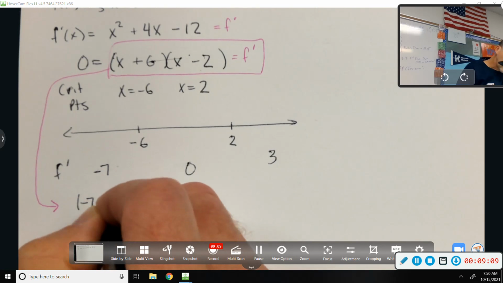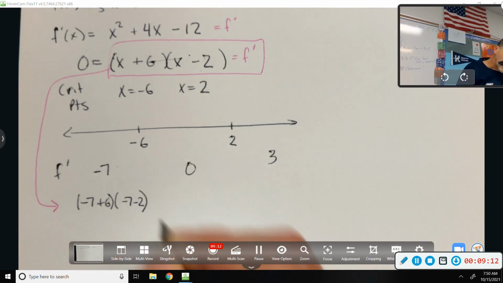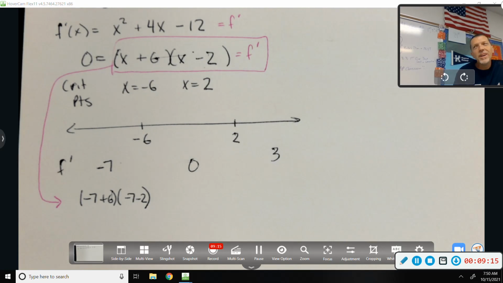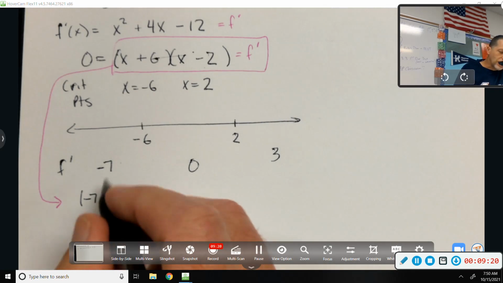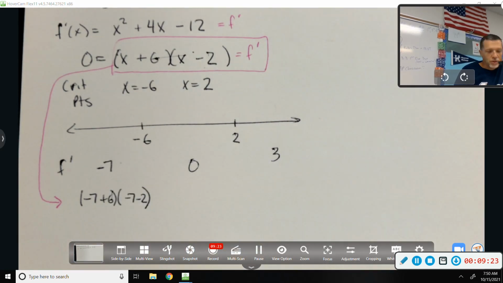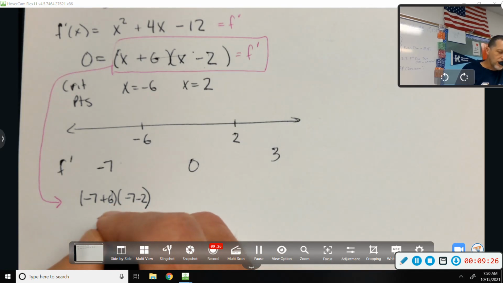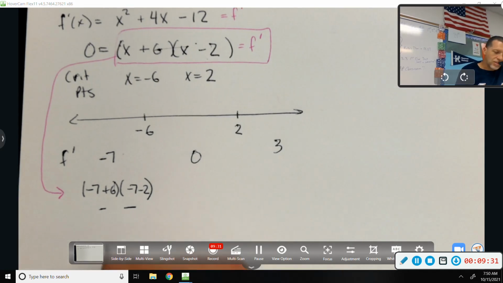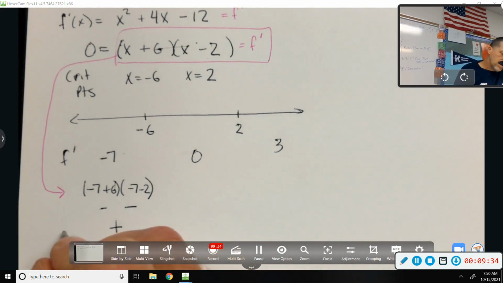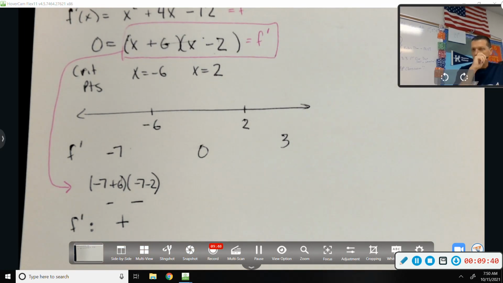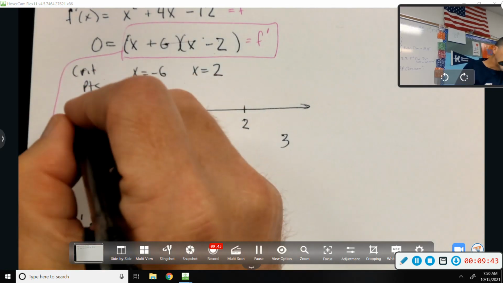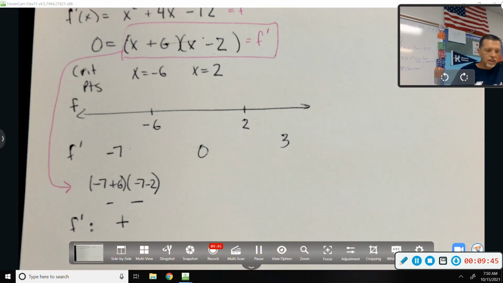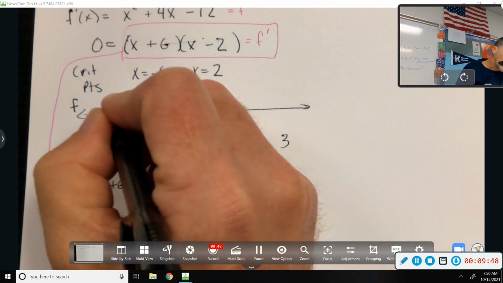So negative 7 plus 6 times negative 7 minus 2. All I really care about is positives and negatives, so I'm not super concerned with getting the value right. So we get a little lazy, or efficient would be a better way to say it. Negative 7 plus 6 is negative. Negative 7 minus 2 is negative. And negative times negative is positive. So f prime is positive. What does that tell me about f then? It's increasing.